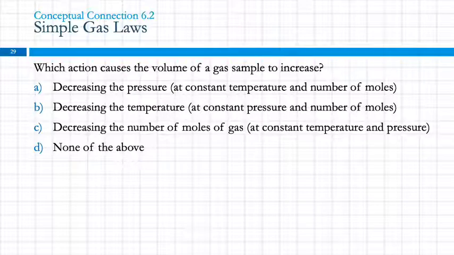So which action causes the volume of a gas sample to increase? Decreasing the pressure, decreasing the temperature, decreasing the number of moles, or none of the above? Well, let's go through them one at a time. If I decrease the pressure, what does that do to the volume? It allows the volume to get bigger, right? So that causes the gas to increase in volume.